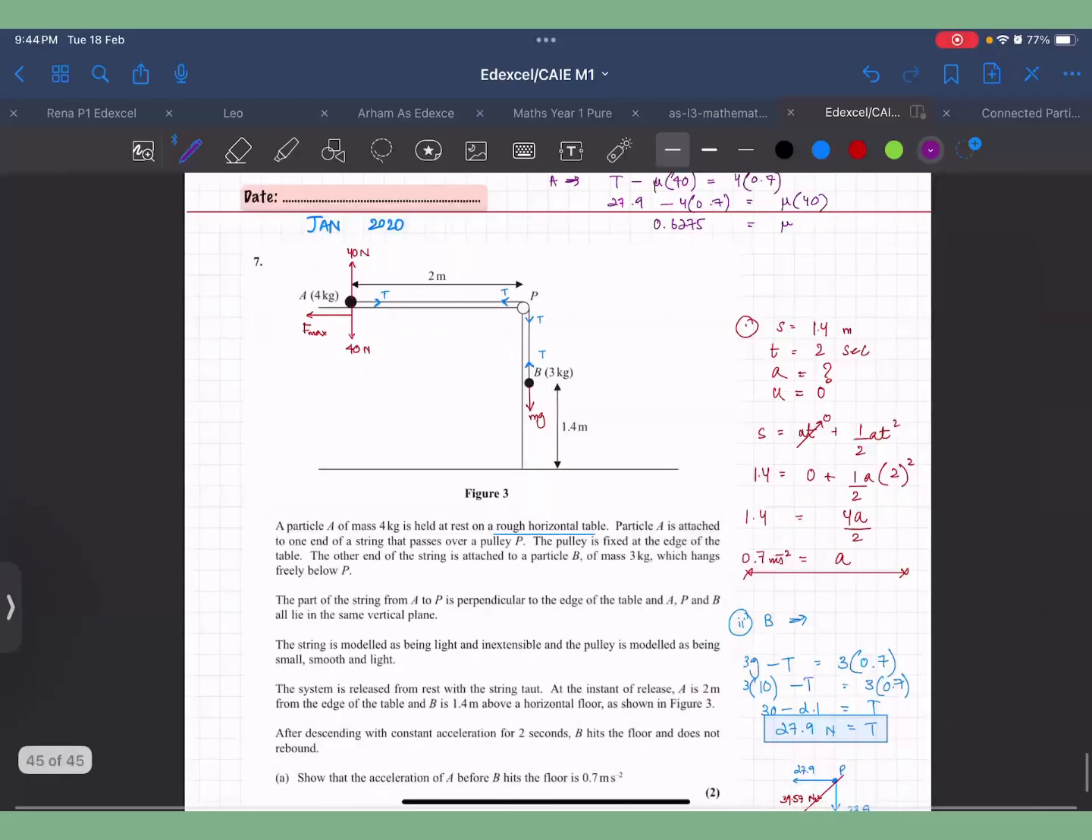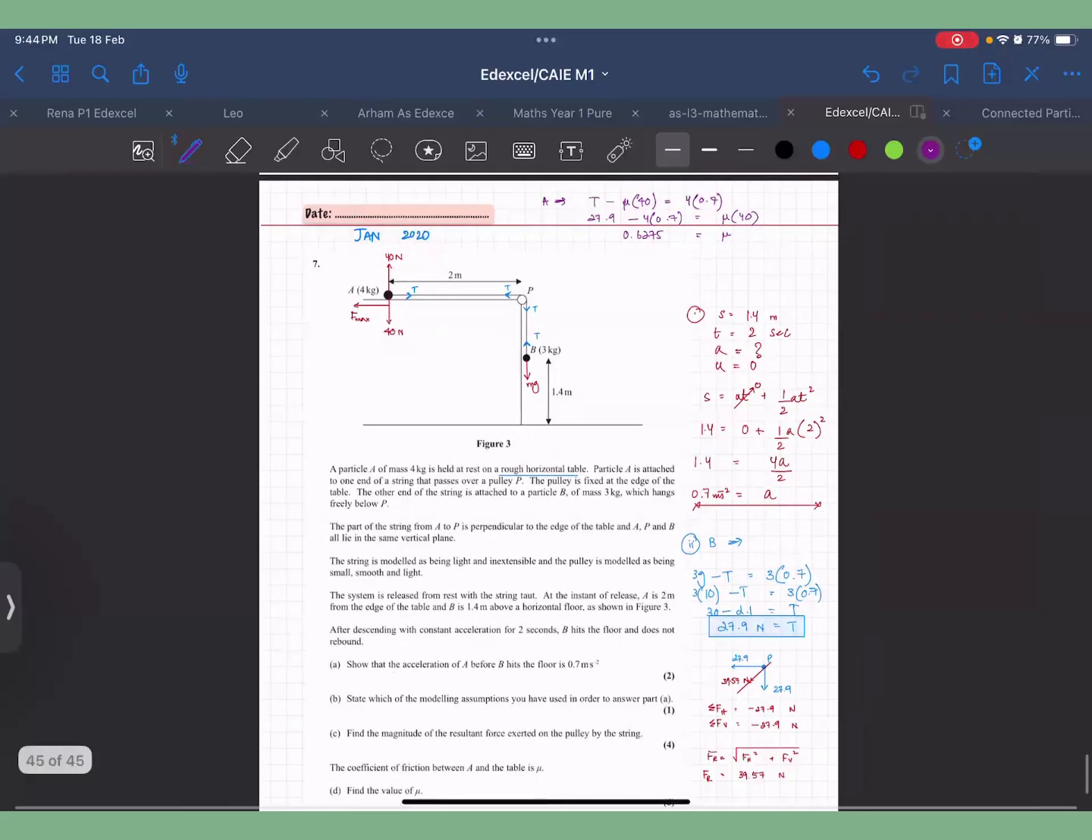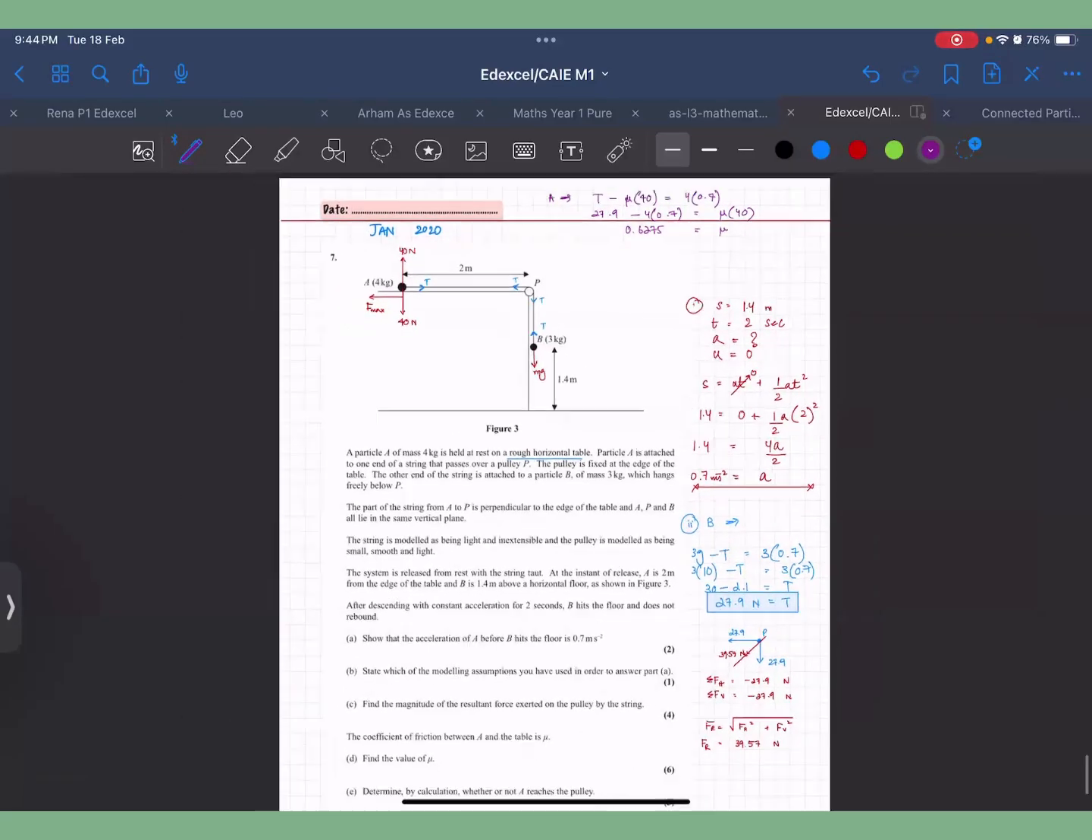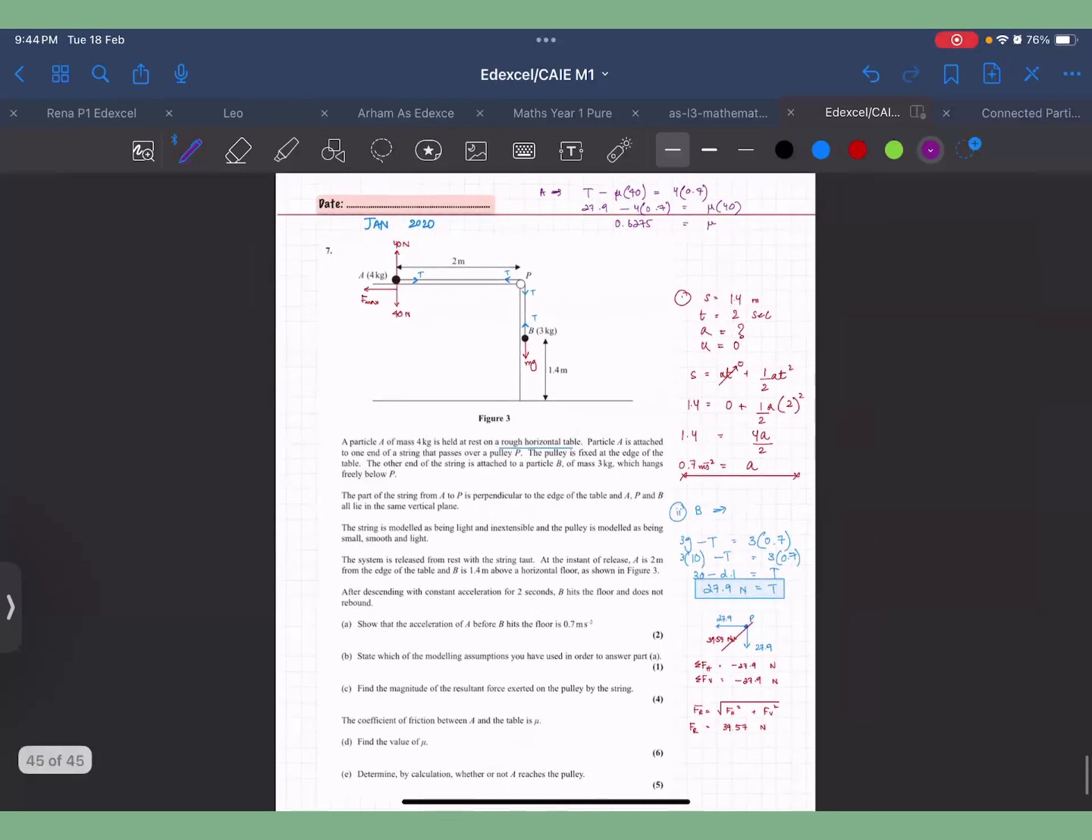Okay, any questions? All good? Why was it 6 marks? This was of 6 marks. This is looking very fishy right now. Have I done it right? Think about it. Find the value of mu, the coefficient of friction, F is equal to ma. Tension we know 27.9. Yes, I think I've done it right.